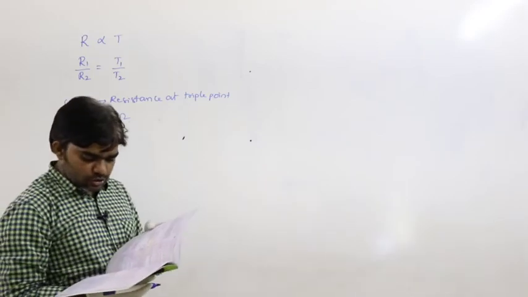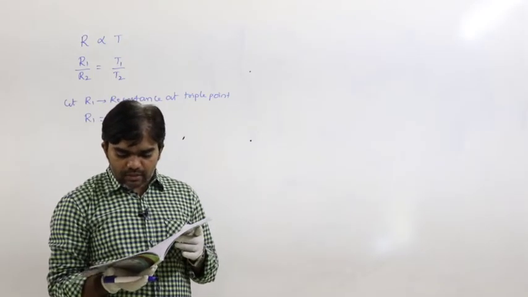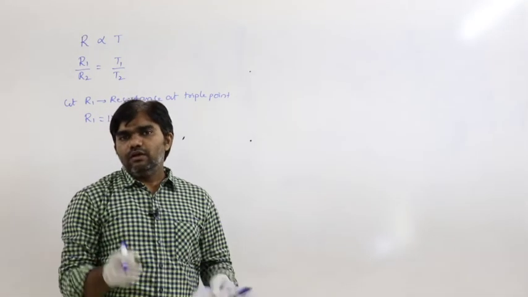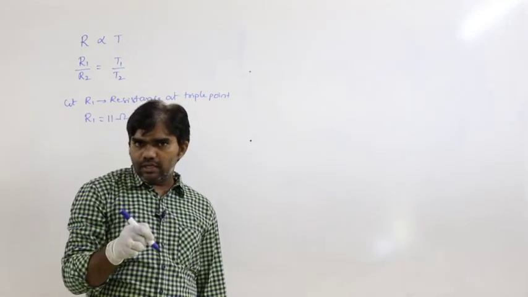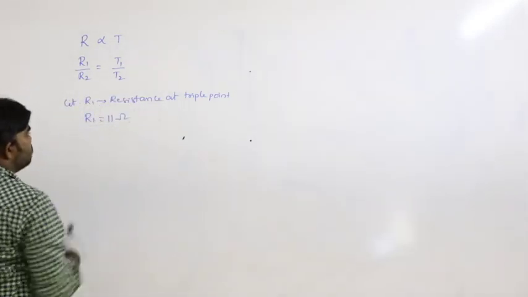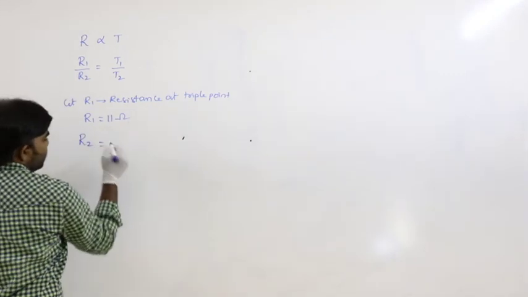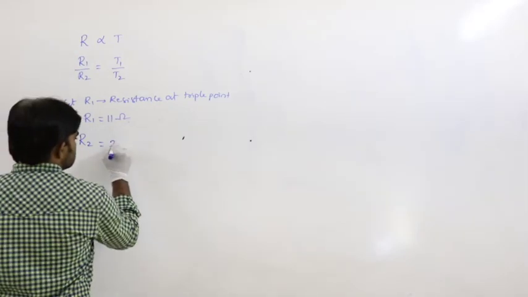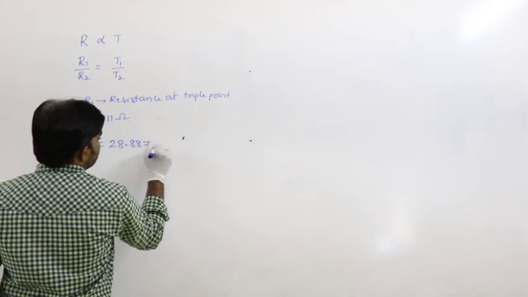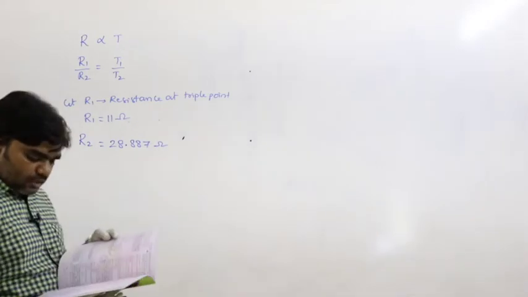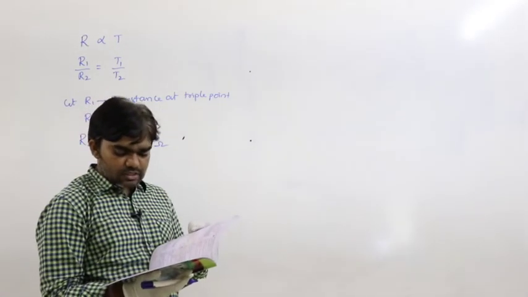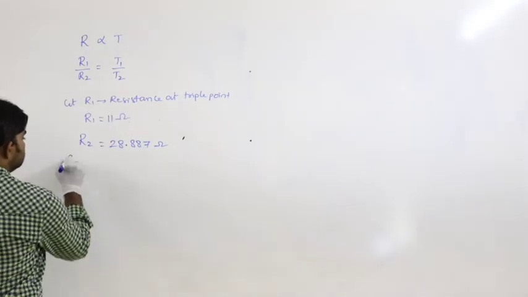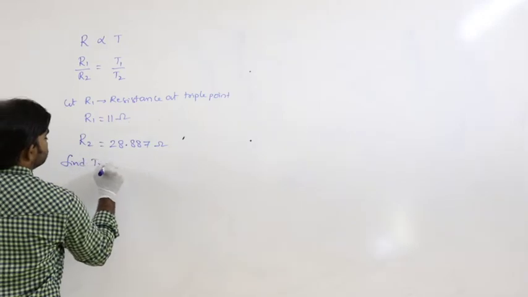So that is the given question. The resistance of a platinum resistance thermometer is found to be 11 ohms when it is dipped in a triple point cell. When it is dipped in another bath, its resistance R2 is 28.887 ohms. Find the temperature of the bath, that is T2.